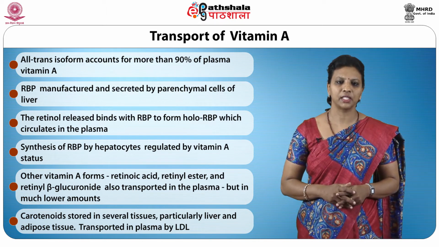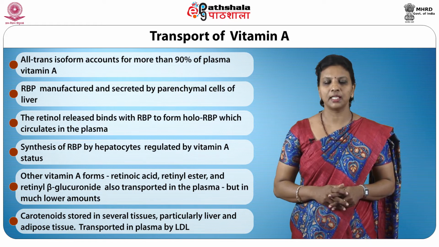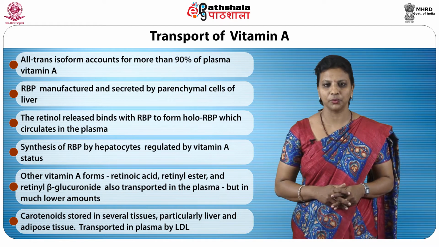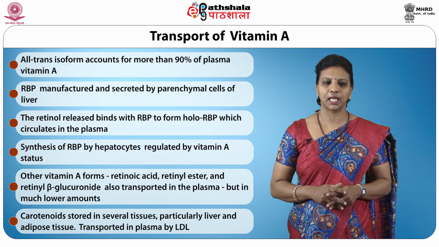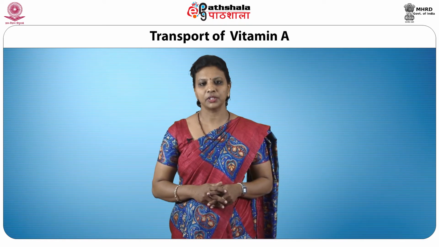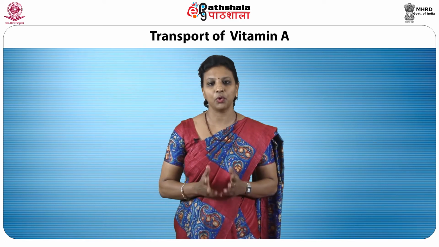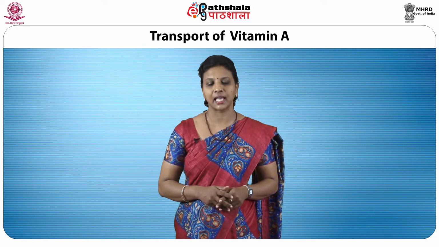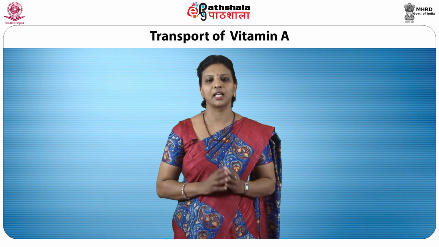Carotenoids are stored in several tissues, particularly liver and adipose tissue. They are transported in plasma by the low density lipoproteins. The carotenes appear to associate more with LDL, whereas the xanthophylls are found both in HDL and LDL.